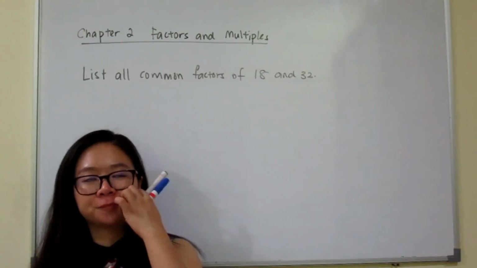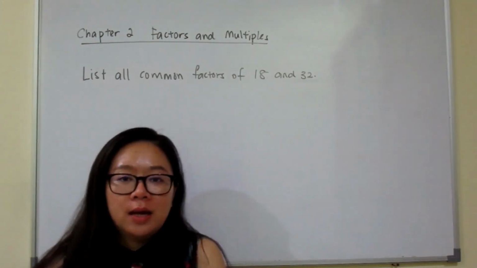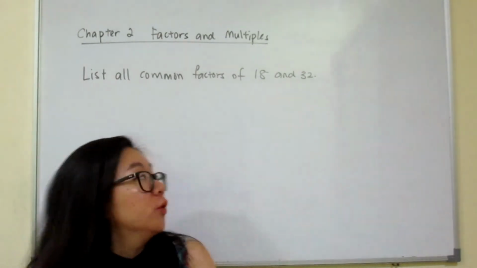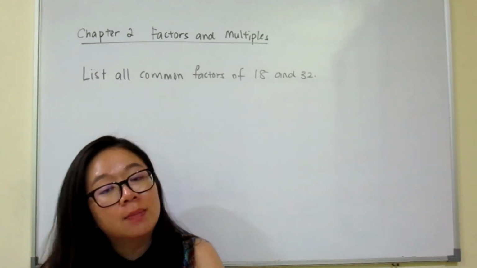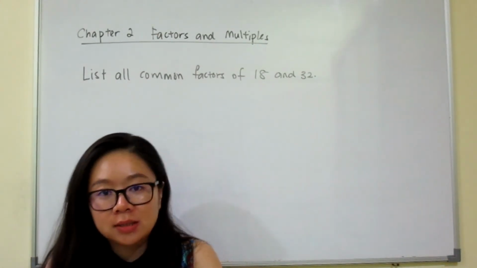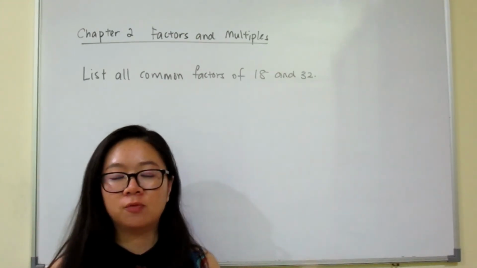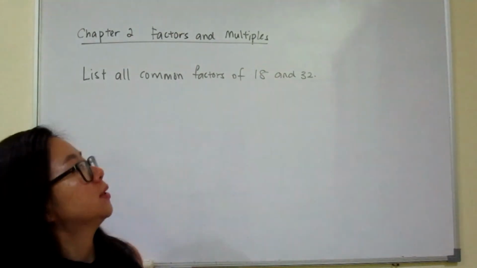Okay, I'm back. So again, we're going to continue with common factors. This one is about comparing between 2 numbers or more. We can do 3 or 4 or more. This one, let's start with just 2.